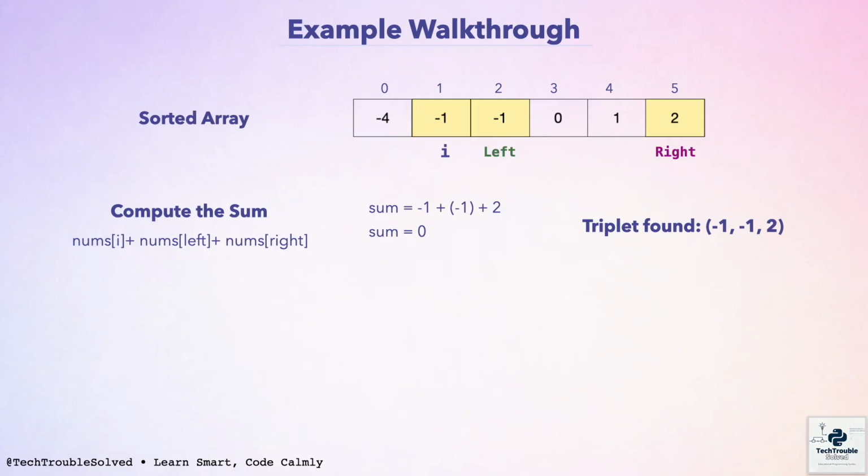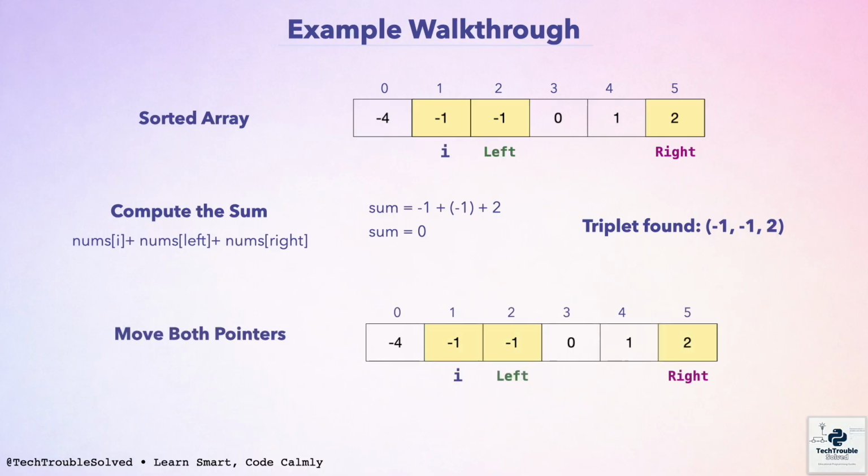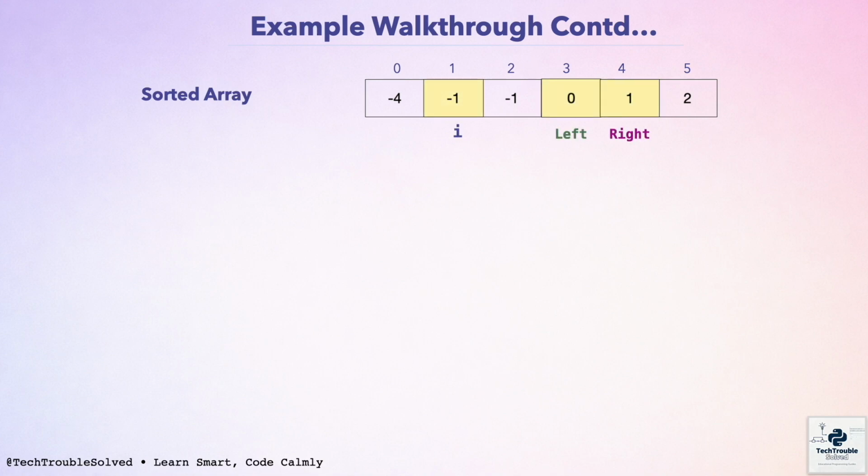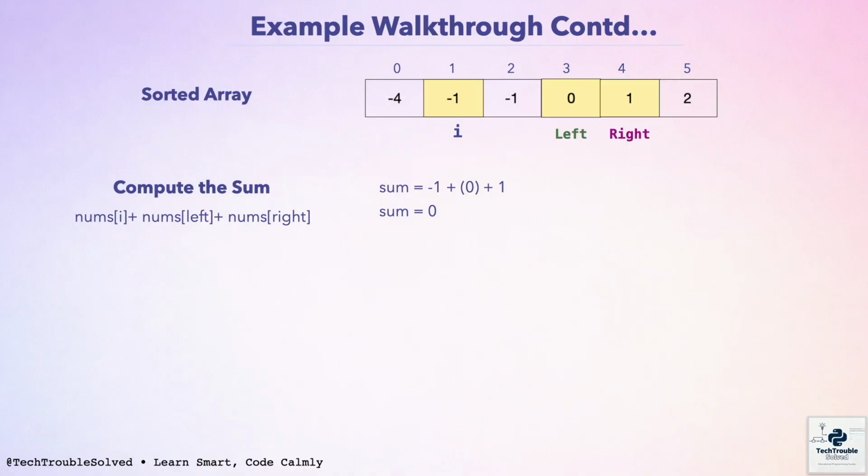After finding a valid triplet, we move both pointers inward to search for other possible pairs. So we do left++, right--. Now we check the new pair. After moving both pointers, the positions update. Now i is still at -1, left moves to 0, right moves to 1. Now we compute the sum again: -1 plus 0 plus 1. This again equals 0. So we find another valid triplet, -1, 0, 1.